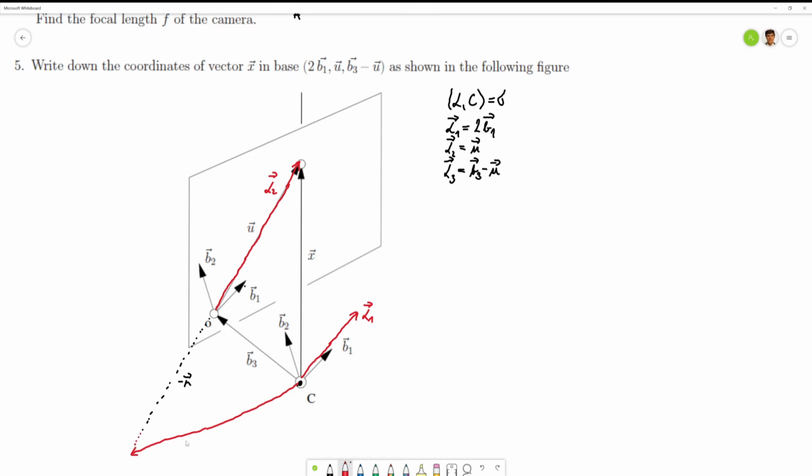Therefore, the x in alpha will be the vector 0, 2, 1. And that's it.